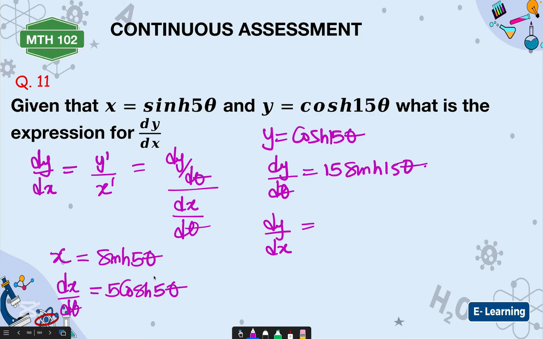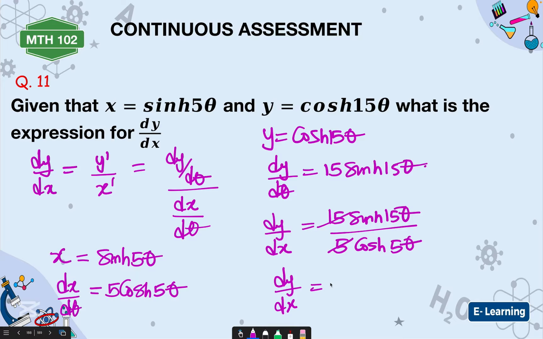dy/dθ divided by dx/dθ. dy/dθ is 15 sin 15θ divided by 5 cos 5θ. This cancels this. The dy/dx will be 3 sin 15θ divided by cos 5θ. And that is the answer to that question. All right. Let us see the next one.